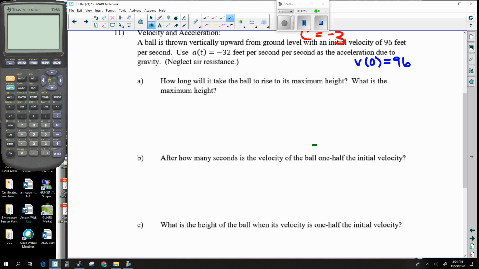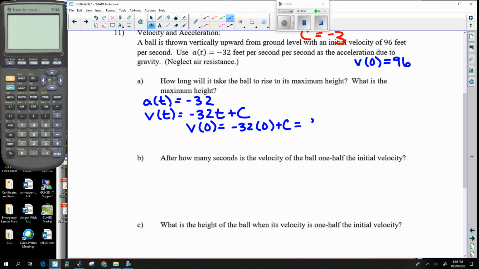Okay, but we're forced into starting with the acceleration. So the acceleration in general is negative 32. So the velocity is the integral of this, and that's negative 32t plus c. All right, so this is where we use that initial velocity. So the initial velocity implies that time is equal to 0, and that's equal to 96. So this constant that was created is 96. Thus, the velocity is negative 32t plus 96.